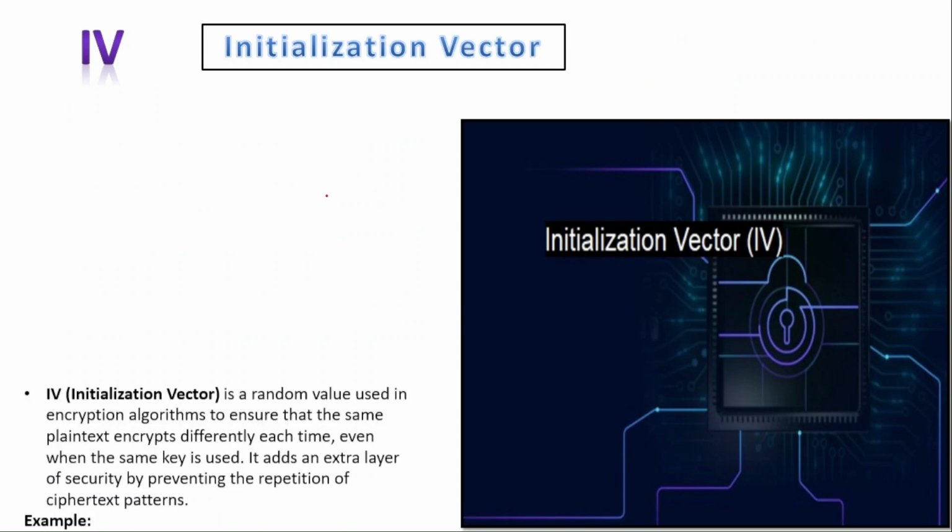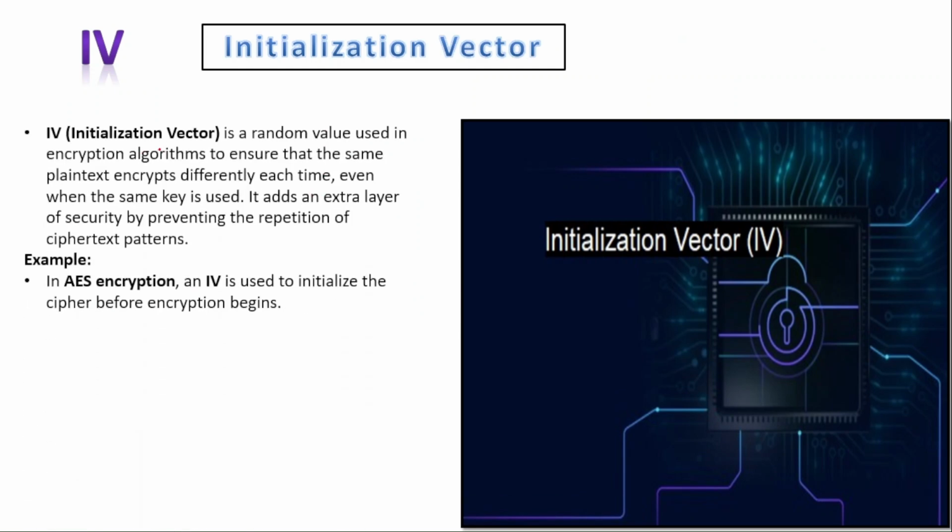IV, that is initialization vector. So IV, initialization vector, is a random value used in encryption algorithms to ensure that the same plain text encrypts differently each time, even when the same key is used. It adds an extra layer of security by preventing the repetition of ciphertext patterns. Example: in AES encryption, an IV is used to initialize the cipher before encryption begins.